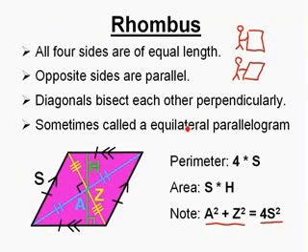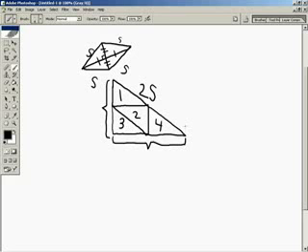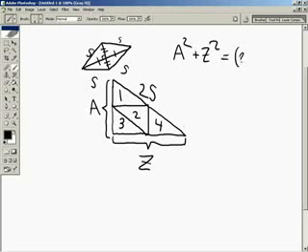I called them A and Z. Excellent. So I'll call this one A and that one Z. Now, if you remember back to the Pythagorean theorem, A squared plus Z squared equals 2S squared, which equals 4S squared. And that's how we just showed the proof that I was giving.